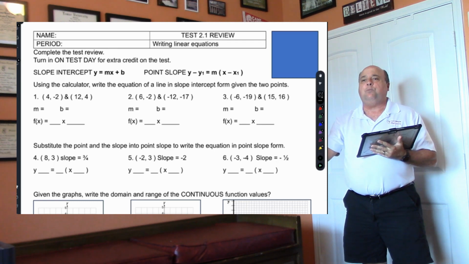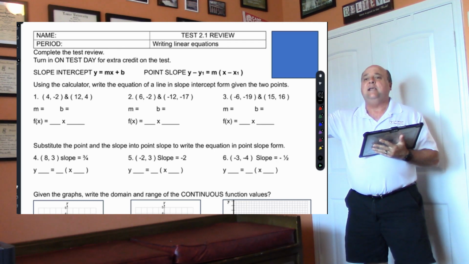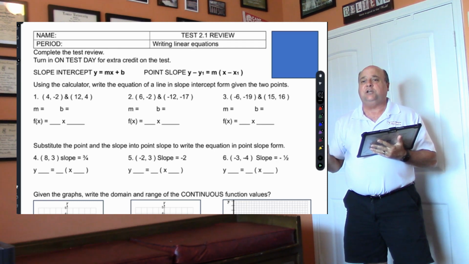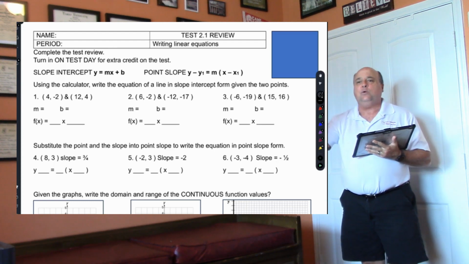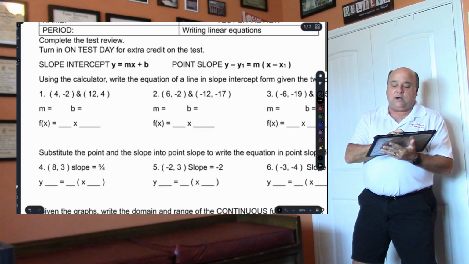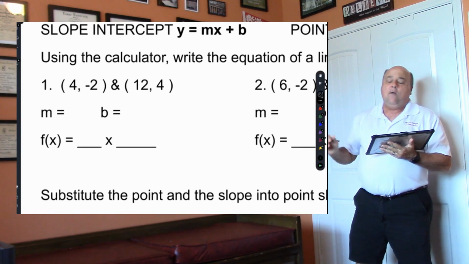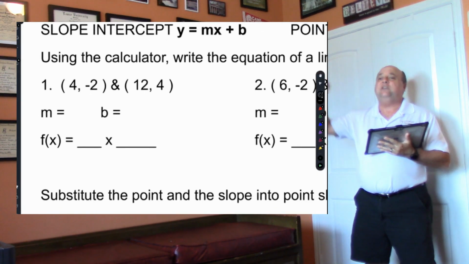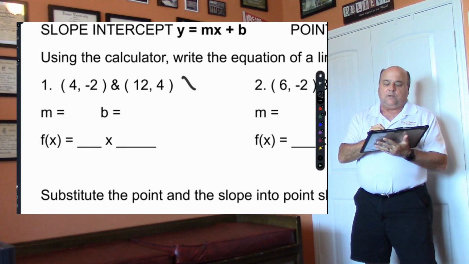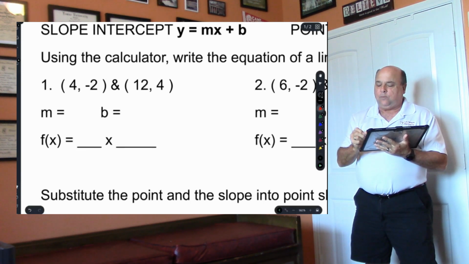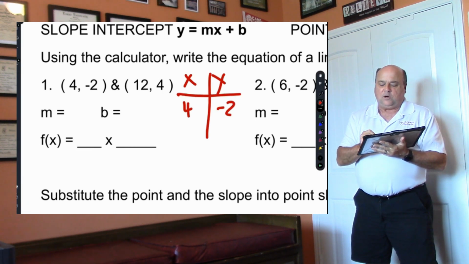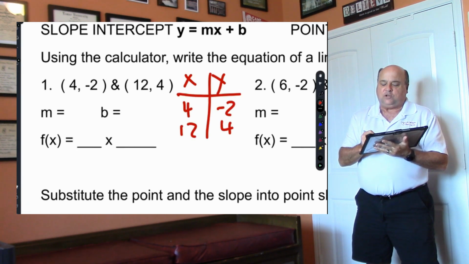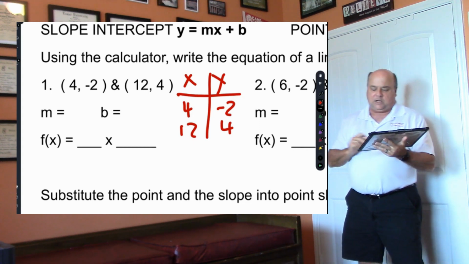On the first three problems, we're going to turn 2 points into an mx plus b function. And remember, I told you to put these into the calculator, into a table, and it will run a regression and get those answers. Your paper that you got last week has all the steps. So the first thing you want to do is make a t-chart. Our first t-chart will be 4, -2, and 12, 4. That's what we're going to put into the table.